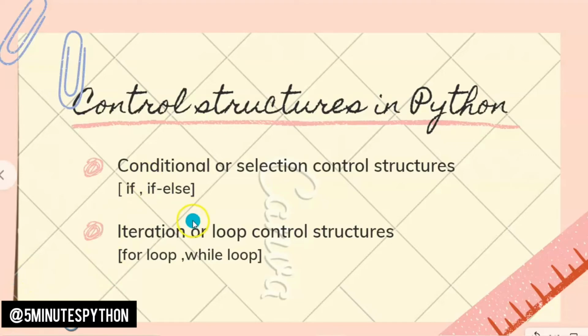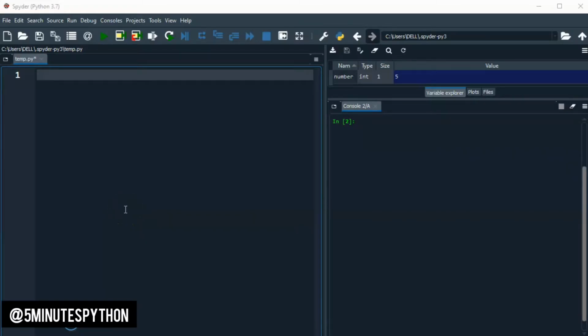Now, conditional control structure executes the program based on the conditions we provide and it allows us to control the flow of our code. And there are two types of conditional control structure. One is the if control structure and the other is the if-else control structure. Now let's learn how to write the if statement.